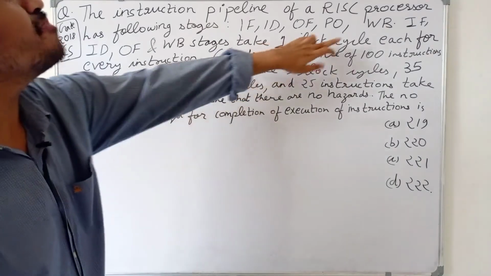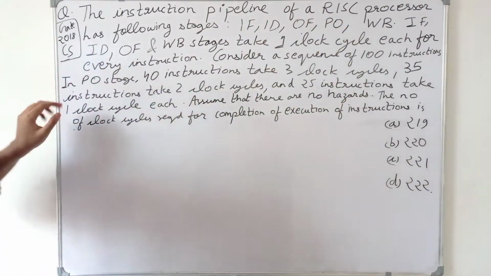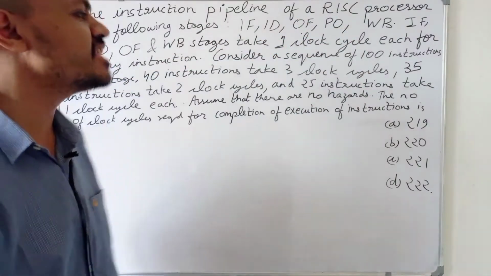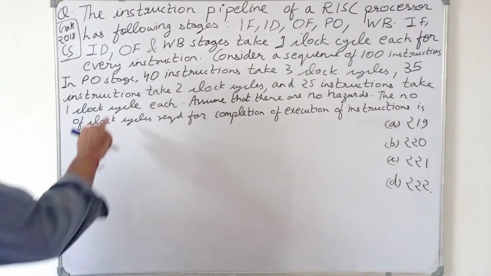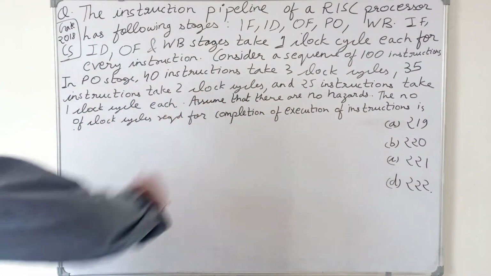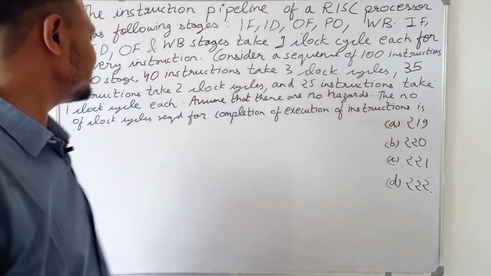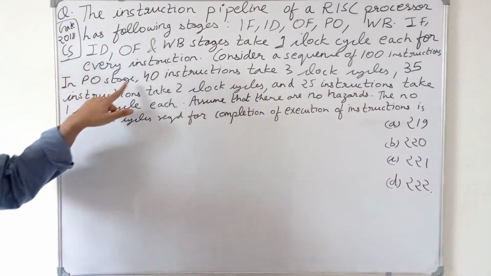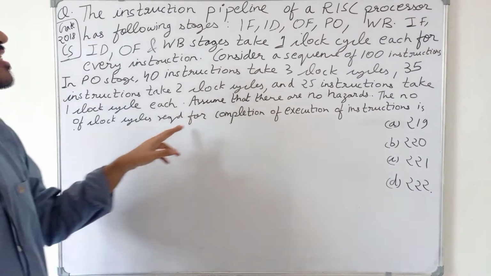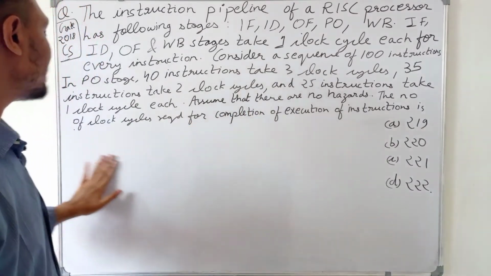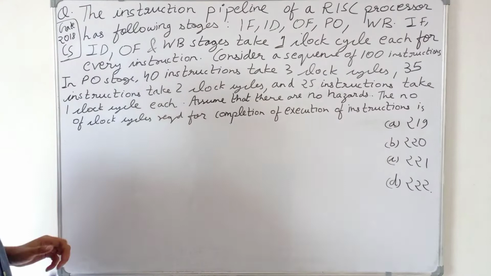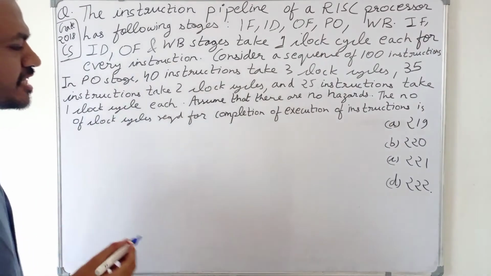In the PO stage, the first 40 instructions take 3 clock cycles each. Then the next 35 instructions take 2 clock cycles each. Then the next 25 instructions take 1 clock cycle each for the PO stage. We have to assume that there are no hazards, and find the number of clock cycles required for the completion of execution of the instructions.